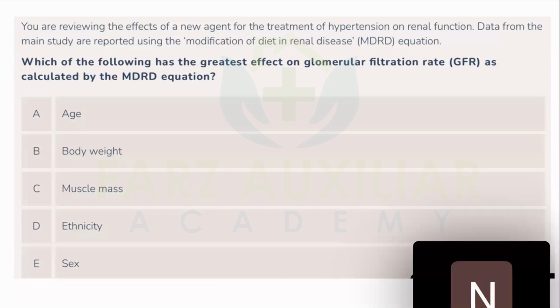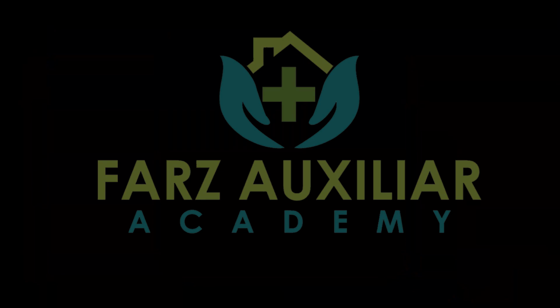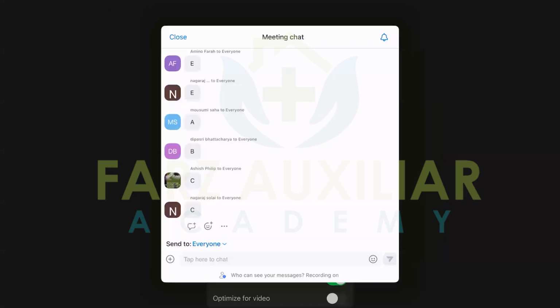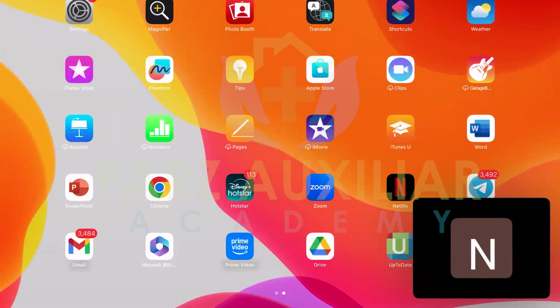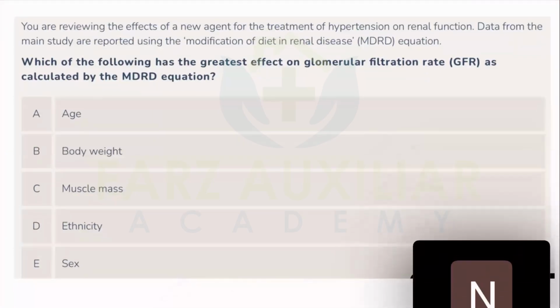Okay, it is once again a memory-based question. What is the greatest effect on GFR from the MDRD equation? It is the muscle mass, sir. Yes, it is the muscle mass. So can you tell me what is the problem with the calculation of GFR from this MDRD equation?